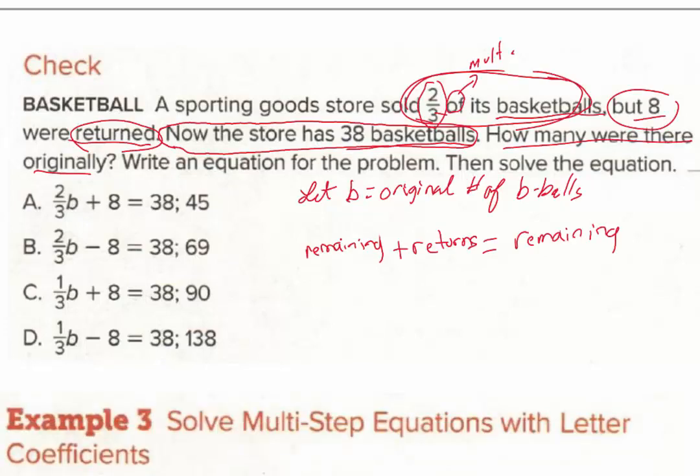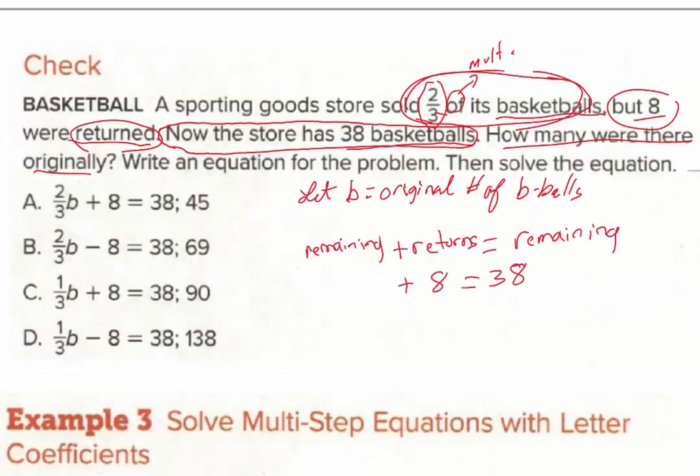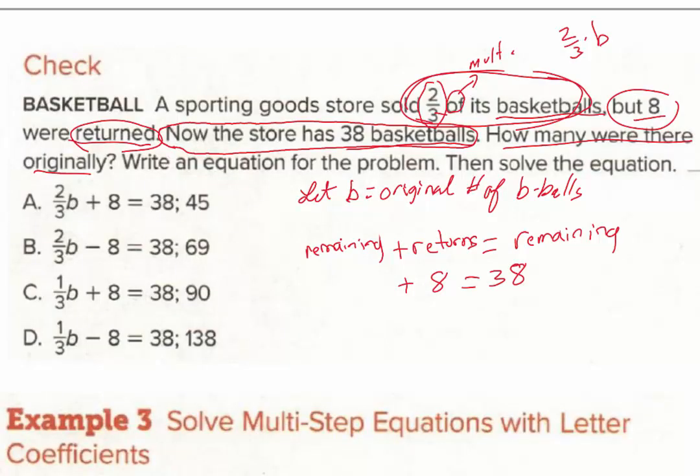This is where it gets a little difficult. The returns is easy, so plus 8. And how many they had remaining was 38. How many remaining? Your first instinct is to take the 2/3 and times it by the number of basketballs. But remember, this is how many they sold. So 2/3 of the basketballs were sold, meaning they're no longer there. What we want to do is how many are remaining. So if they sold 2/3 of the basketballs, then that means there are 1/3 of the basketballs remaining.